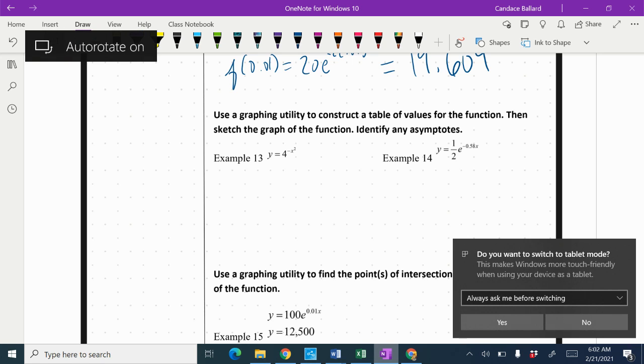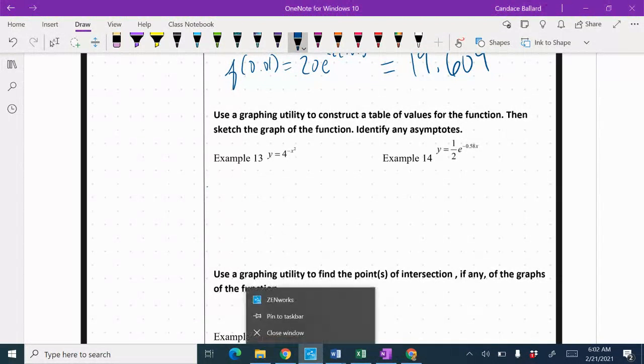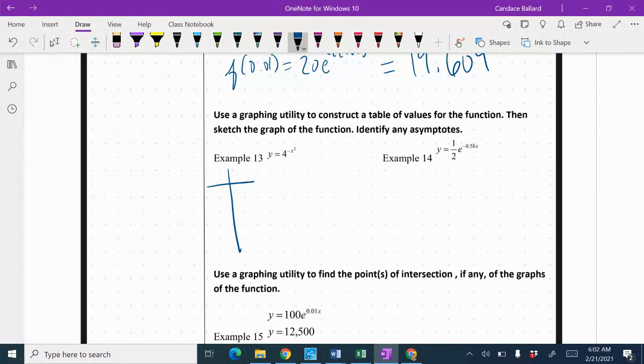In this video, we're going to continue topic 8.1, and we're going to look at examples 13 and 14. It says we're supposed to use a graphing utility to construct a table of values for the function, then sketch the graph of the function and identify any asymptotes. So we're going to leverage our technology here to actually sketch a function.